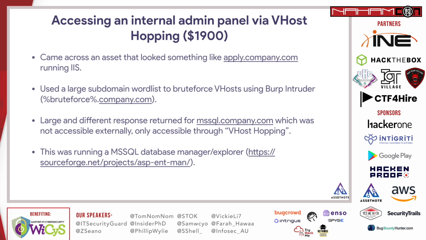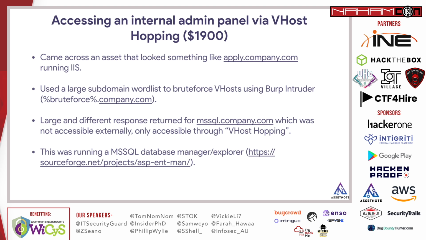It was running IIS, and at that point I was quite curious to see if I could find any other virtual hosts for this asset. So I used a large subdomain word list to brute force the vhosts using Burp Intruder. You can see in this example, this is the area I brute forced, just subdomain.company.com. I looked at any large and different responses returned, and I found mssql.company.com, which was not accessible externally. It was only accessible through VHost hopping.